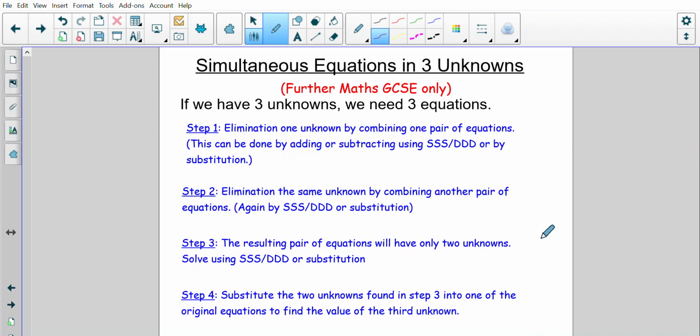letters in them. So we solve those in the usual way for 2 simultaneous equations with 2 letters, as you've just done in the starter, and that will give us 2 of the unknowns. We then substitute these 2 unknowns that we found into one of the original equations to find the third unknown.